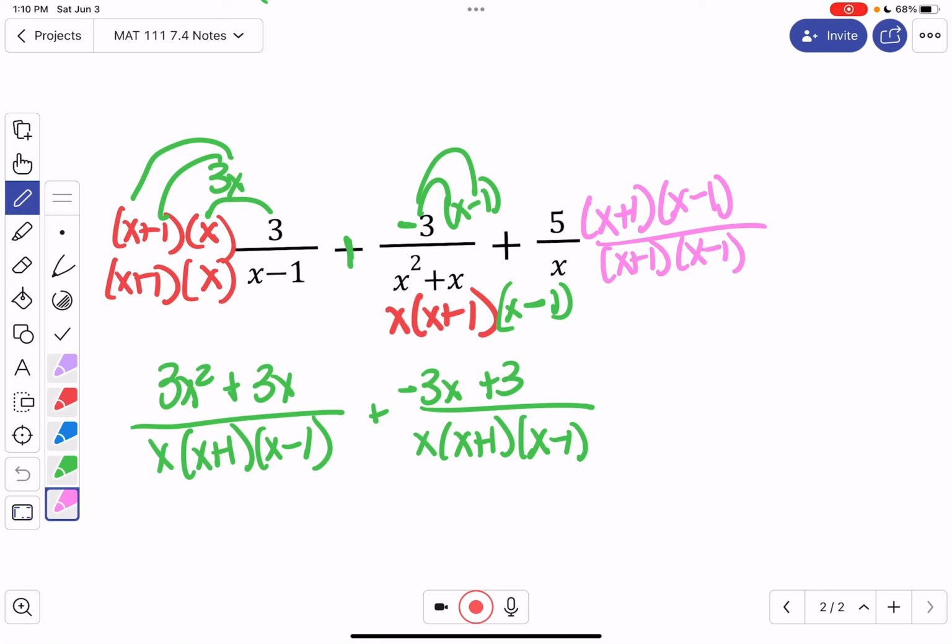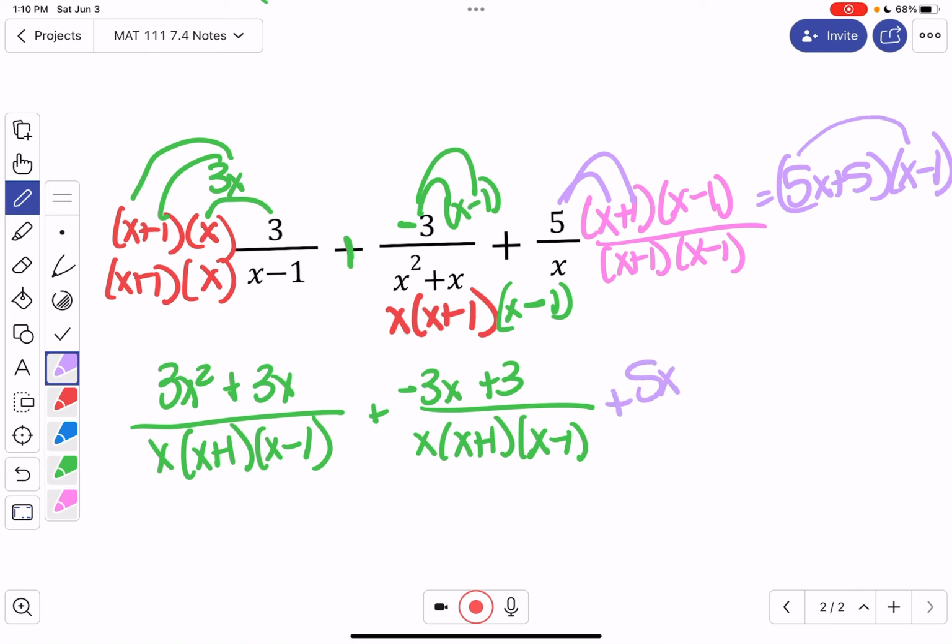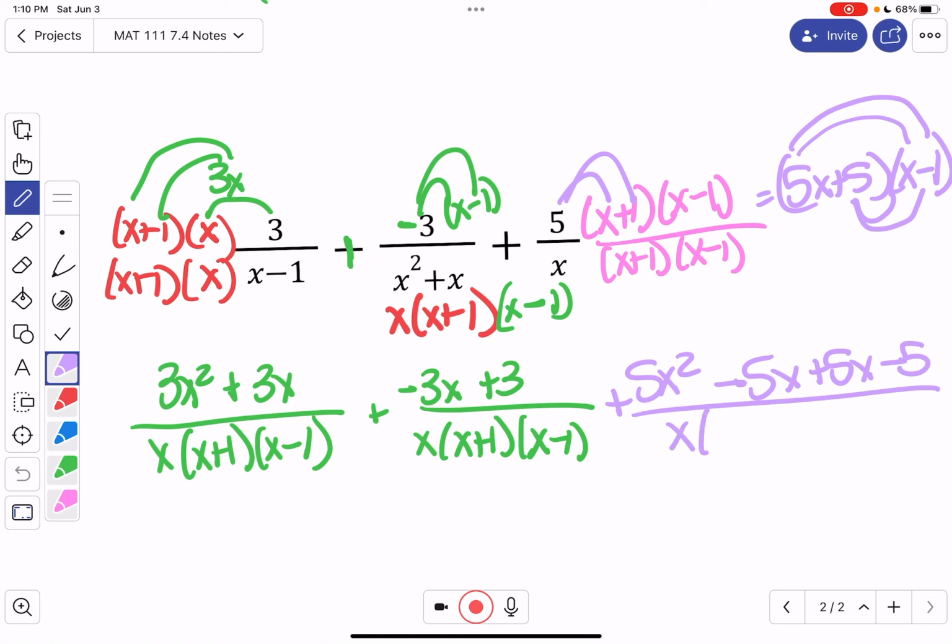So I'm going to distribute the 5 to the first one and then FOIL. So if I distribute this, I get 5x plus 5 times x minus 1. Then if I FOIL, first times first gives me 5x squared. Outside times outside is negative 5x. Inside times inside is positive 5x. Last times last is negative 5. And now the bottoms are all the same.